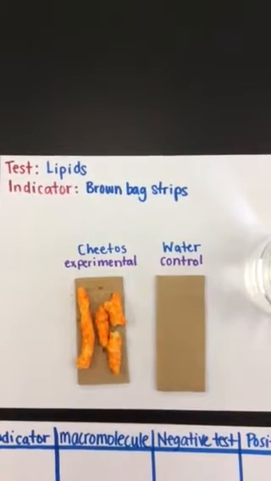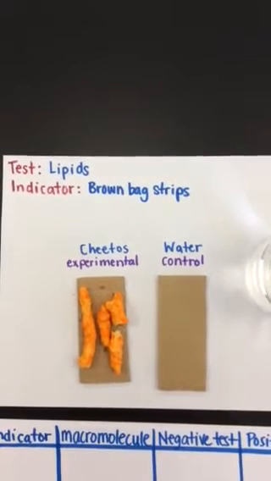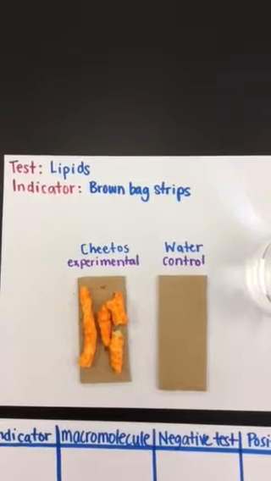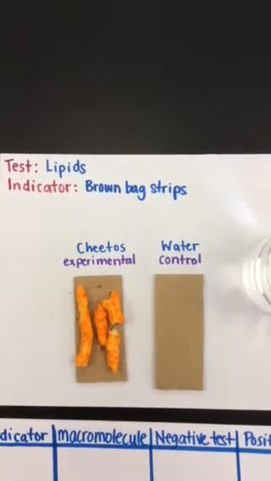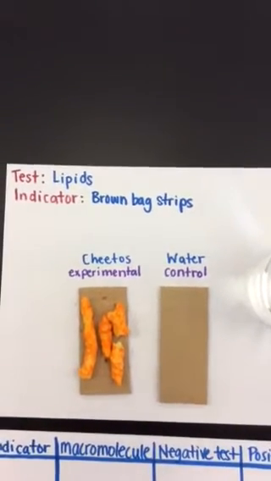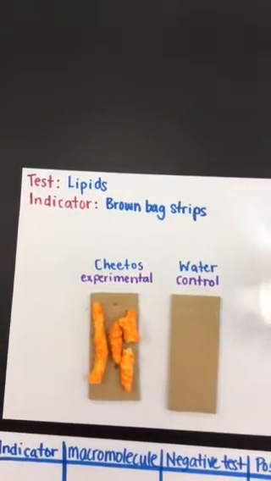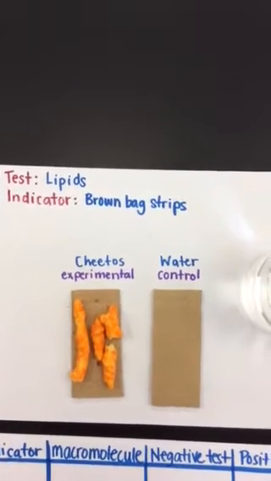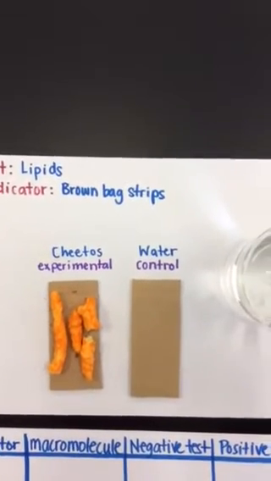If there are lipids present in Cheetos, then the indicator, which is the brown paper bag, will show brown spots. Again, water is used as the control, and we will see that the water will not test positive for any macromolecules as it only contains the elements hydrogen and oxygen.